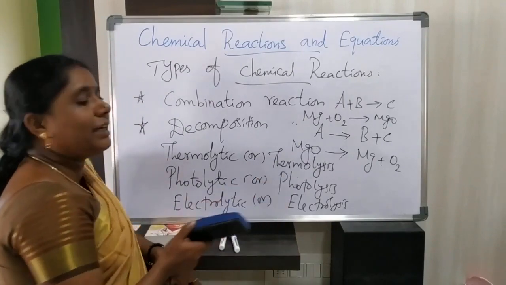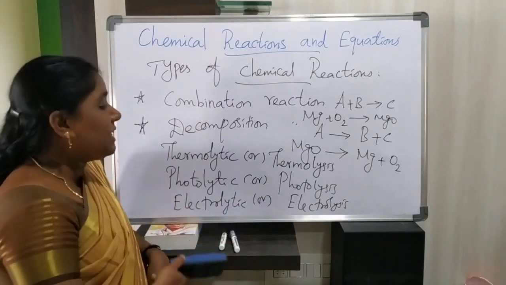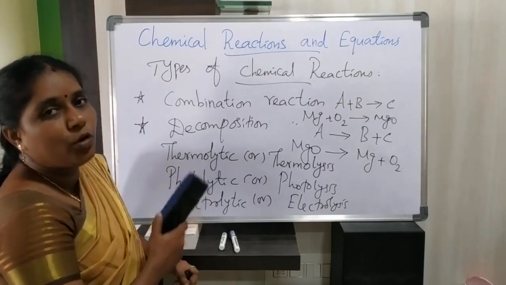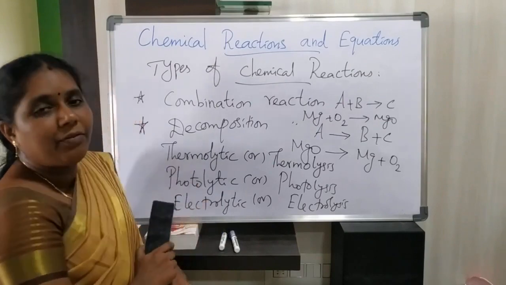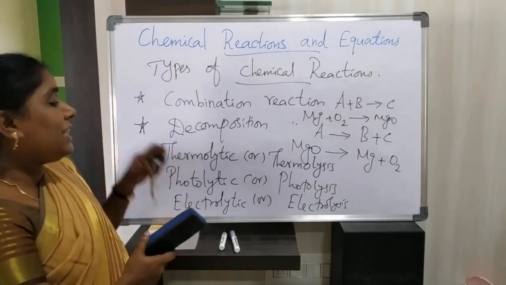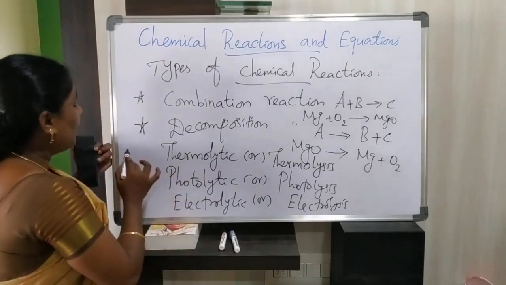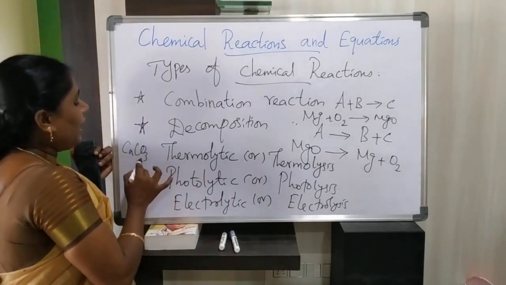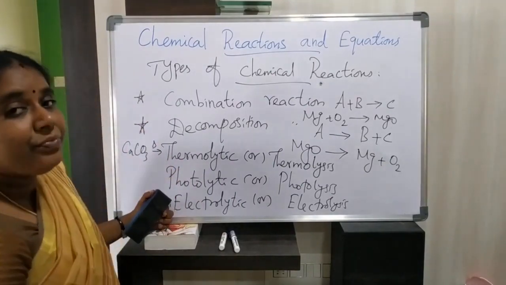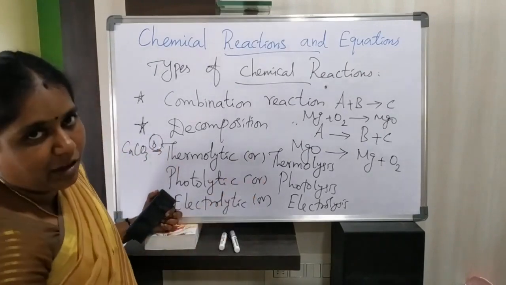Similarly, electrolytic decomposition or electrolysis takes place in the presence of electricity. That means this decomposition reaction requires electricity to split a substance into two or more substances. So this type of decomposition is called electrolytic decomposition or electrolysis. We also discussed some examples: calcium carbonate on heating gives calcium oxide and carbon dioxide. This reaction takes place in the presence of heat, so this is thermolytic decomposition.